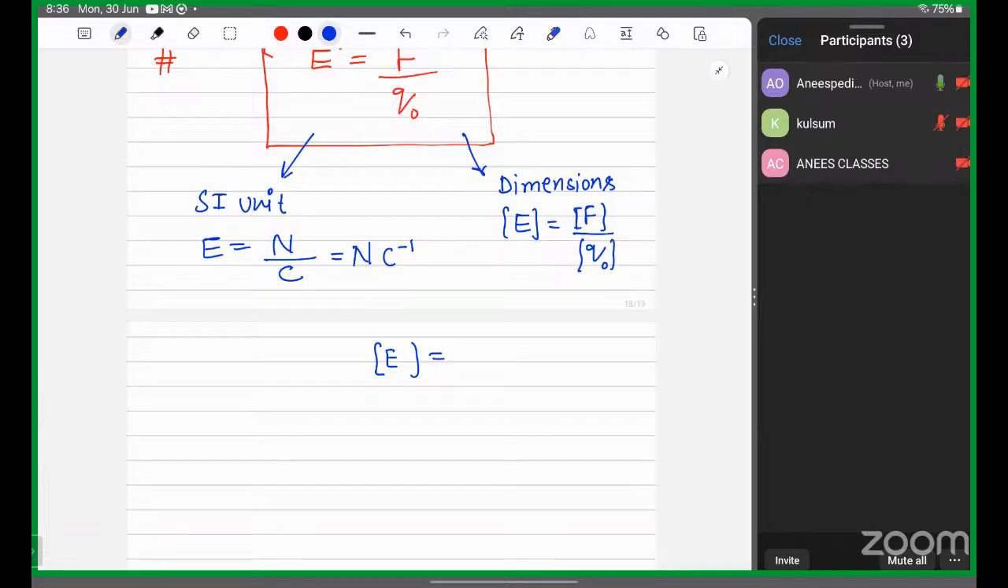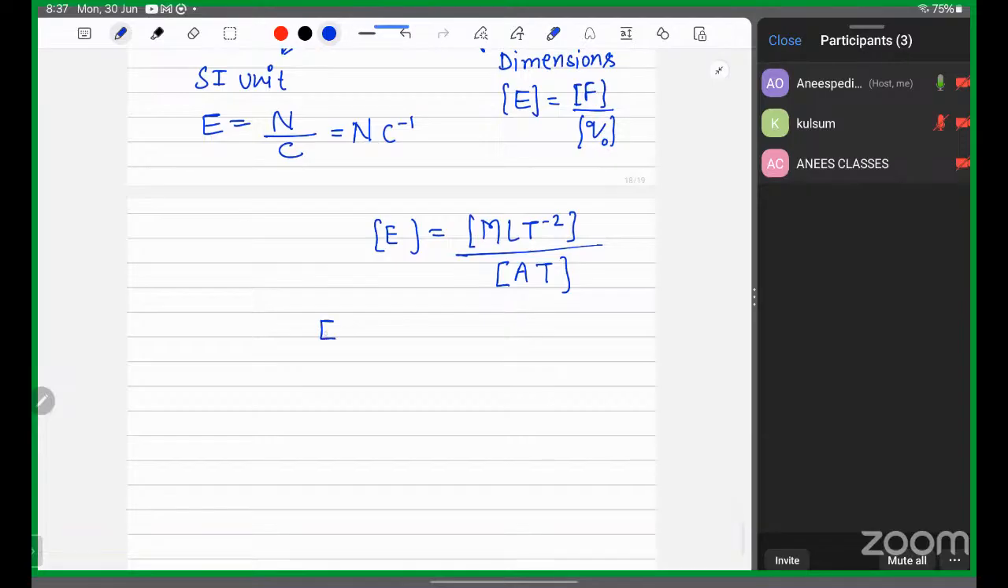MLT minus 2 is the dimensional formula of electrostatic force or any other force. MLT minus 2 divided by charge. What is the dimensional formula of charge? AT. Yes, AT is correct. AT is the dimensional formula of charge.